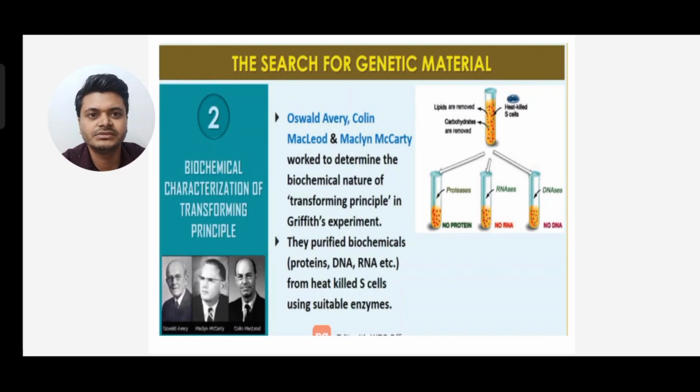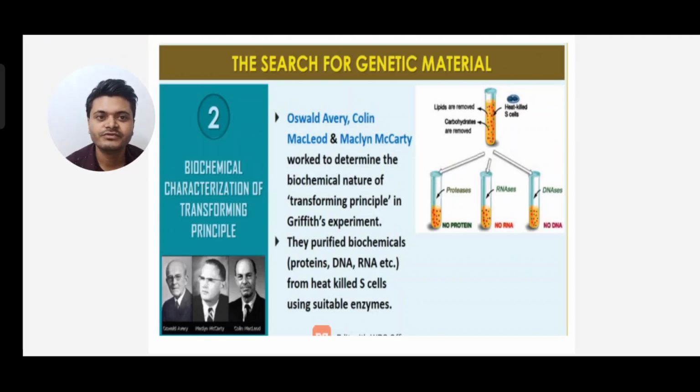In the next experiment, the biochemical characterization of the transforming principle is given. It was given by Oswald Avery, Colin MacLeod and McCarty. When Avery, MacLeod and McCarty worked to determine the biochemical nature of the transforming principle in the Griffith experiment, they purified biochemicals like proteins, DNA, RNA.